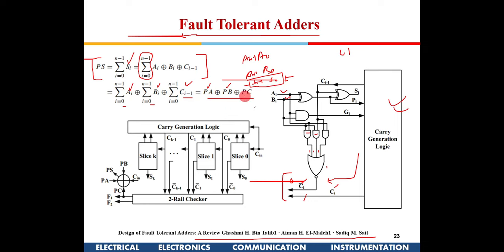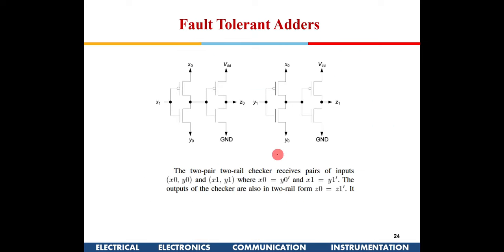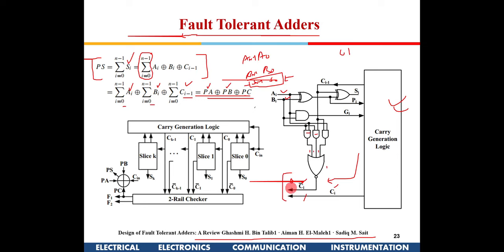Right. So this carry is from each stage. Okay. This will be from different stages. So if you haven't, these carries will be there from different stages. So that needs to be done. So obviously additional hardware will be there. Okay. So this is known as a two-pair rail checker. Okay. Actually, this rail checker has been used here to check whether these are complement or not.